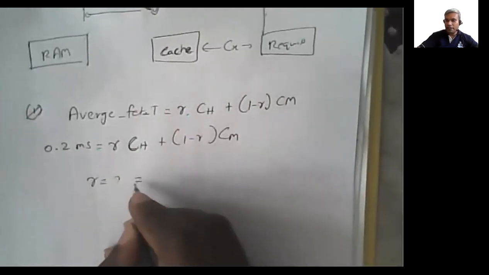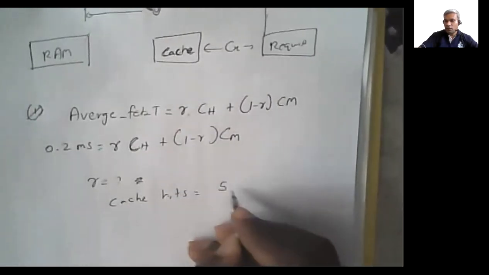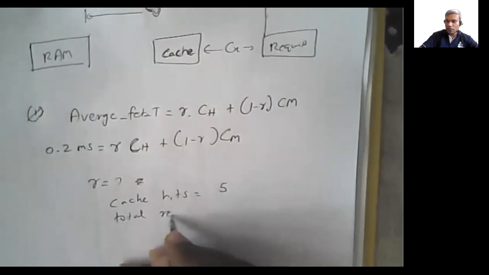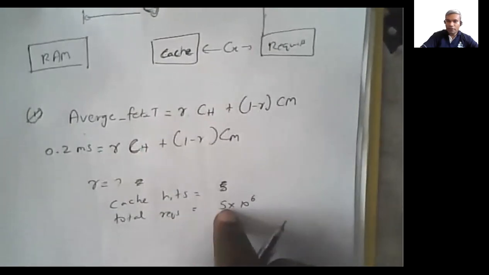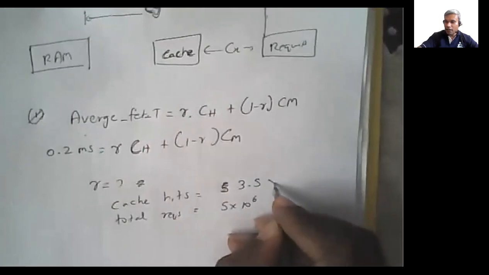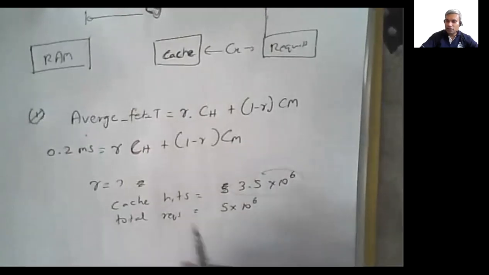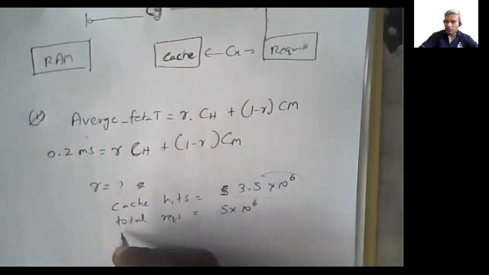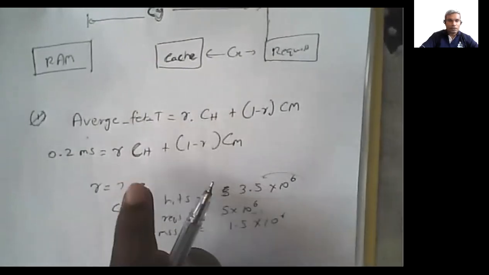So how many times do I have the cache hits? Here's the total number of requests. Total requests are 5 into 10 to the power 6. And from them, 1.5 times, I don't get it. So that means the remaining times, I should have it in the cache. So 3.5 times, I have it in the cache, and 1.5 times, I don't have it in the cache, so the total is 5 into 10 to the power 6. Is it clear to you?